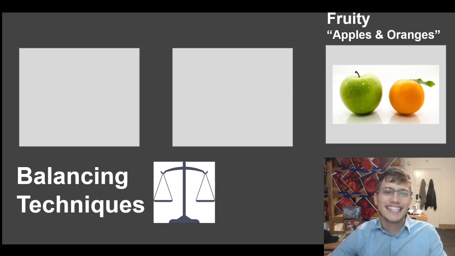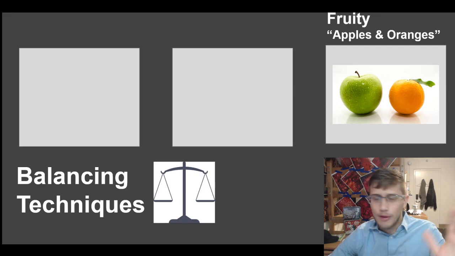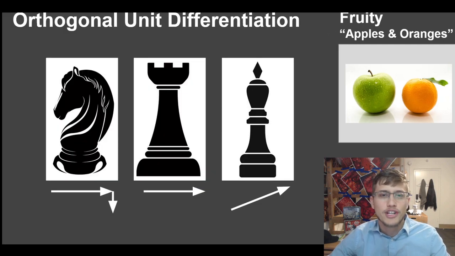The last is fruity, which, okay, we've all heard this phrase, right? You can't compare them, man. They're apples and oranges. Well, that's the idea here, where we have units that are orthogonally differentiated. This is a term you'll hear a lot, orthogonal unit differentiation, where each unit has a unique value proposition. So in the game of chess, we'll be looking at the movements here. The knight moves straight, but then it makes a hook to the side. The rook always moves straight, and the bishop always moves at a diagonal.